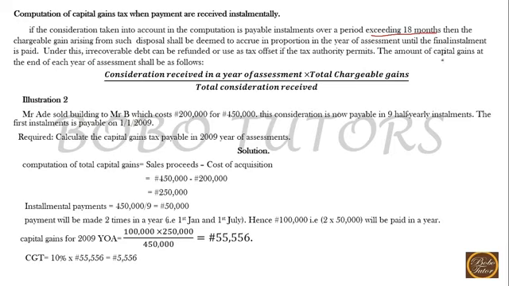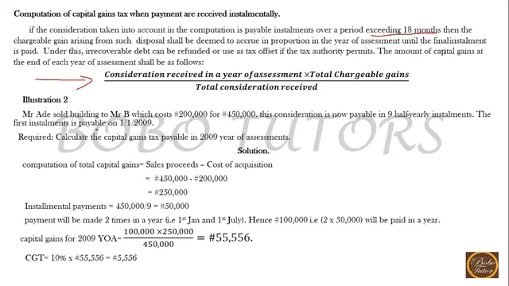So the amount of capital gains at the end of each year of assessment shall be as follows: consideration received in a year of assessment times chargeable gains, all over total consideration received. So this is the formula to use to apportion the capital gains that will accrue in any year of assessment. Now let's look at illustration 2. Mr. Ade sold a building to Mr. B, which cost 200,000 naira, for 450,000 naira. This consideration is payable in 9 half-yearly installments.